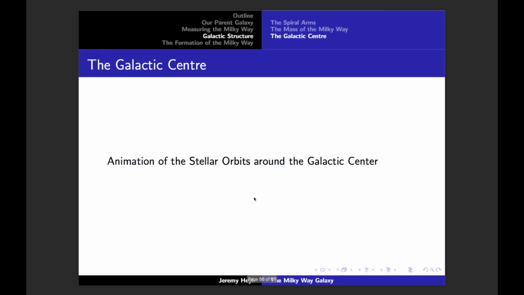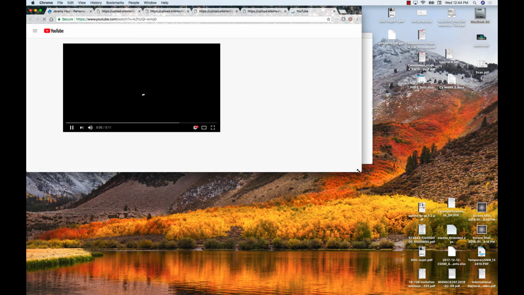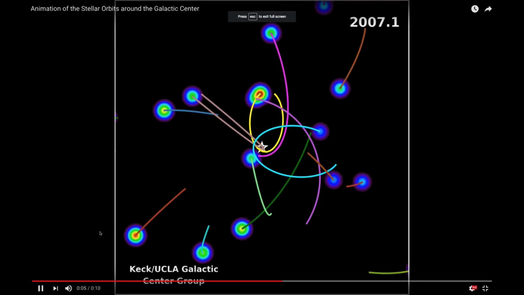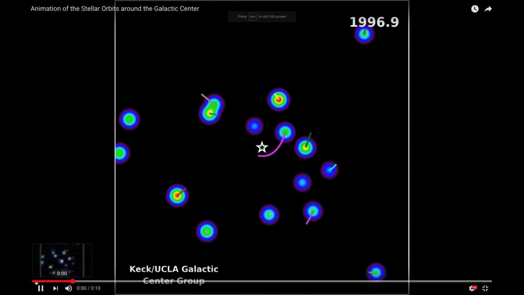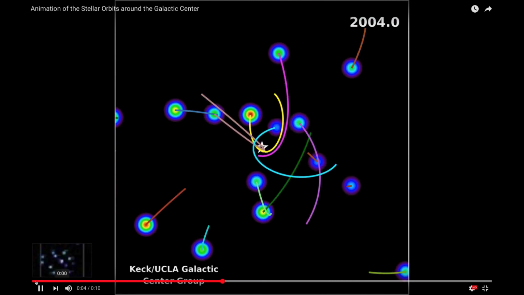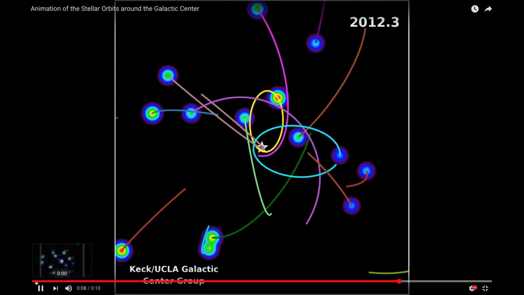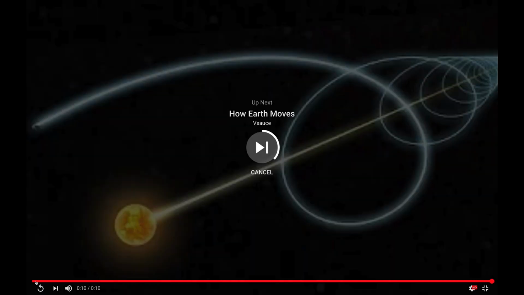And if we look right there in the galactic center, this is kind of fun. You can look at the individual stars. So in the infrared, we can look at individual stars in the galactic center. And this is actual measurements over the course of sort of 15 years or so. Oh, how the Earth moves. That's not so interesting. Can we go back?